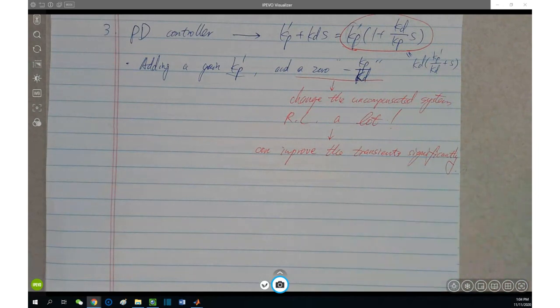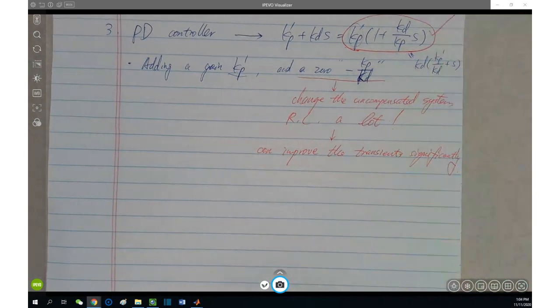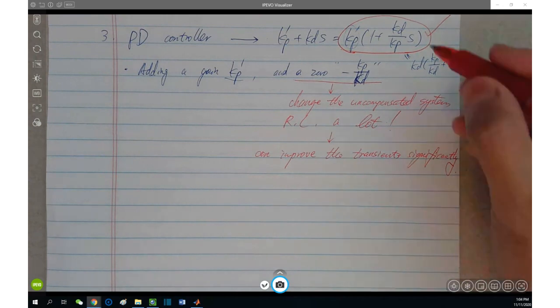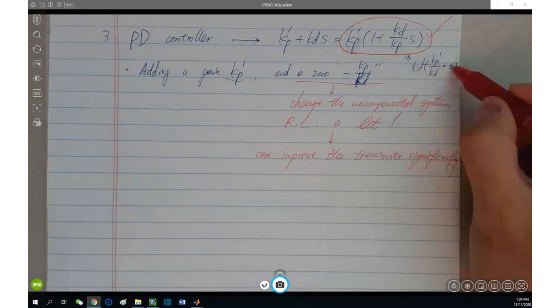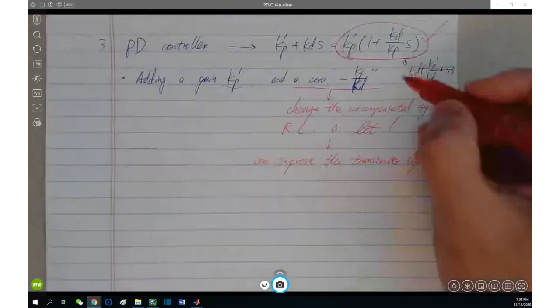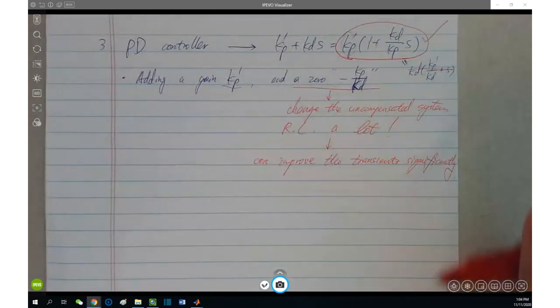However, we keep this format, okay? We keep this format through this entire course, including the exam, homework, the final project, and the upcoming examples as well. Okay, we are not using this one, even though they are equivalent. Therefore, the coefficient of S here is not unity.